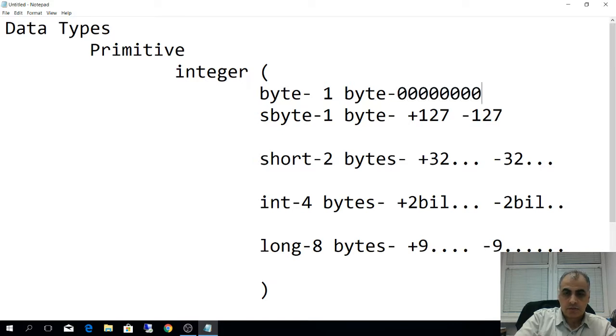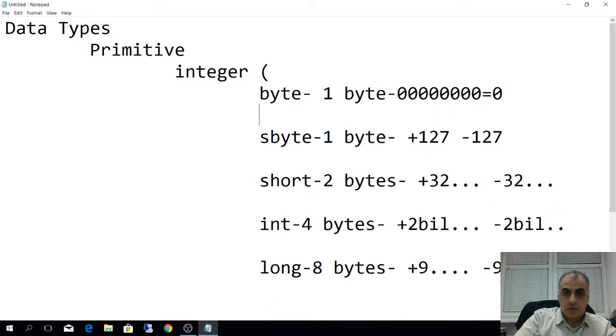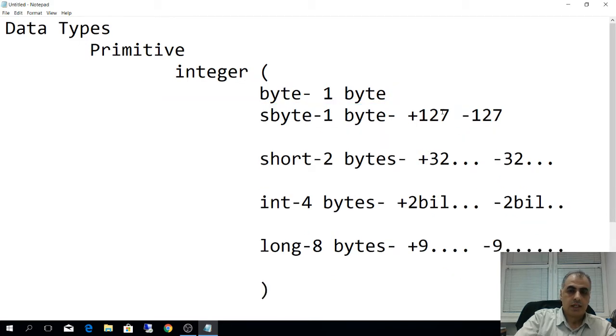00000000, 8 of them is equal to 0. This is the minimum number. What about the maximum number? The maximum number is going to be 11111111. Because it is not signed, in other words, the first one is also counted: 2 to power 0, 2 to power 1, 2, 3, 4, 5, 6, 7. When you add all of them together, it becomes 255. So between 0 and 255 for byte.